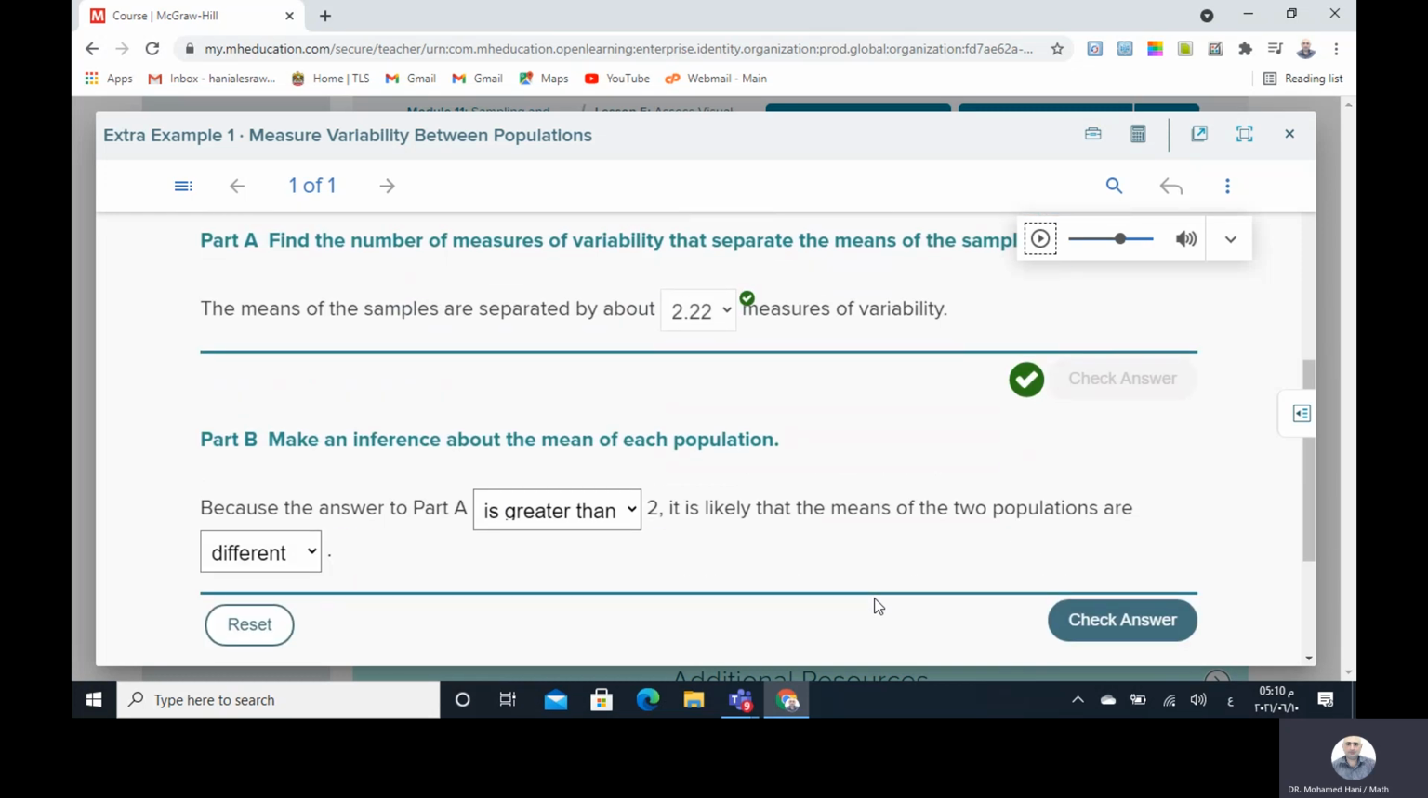Then, when the ratio is greater than 2, it means it is likely that the means of the two populations are different, because it is greater than 2. If less than 2, it means the same. If greater than 2, it means different.